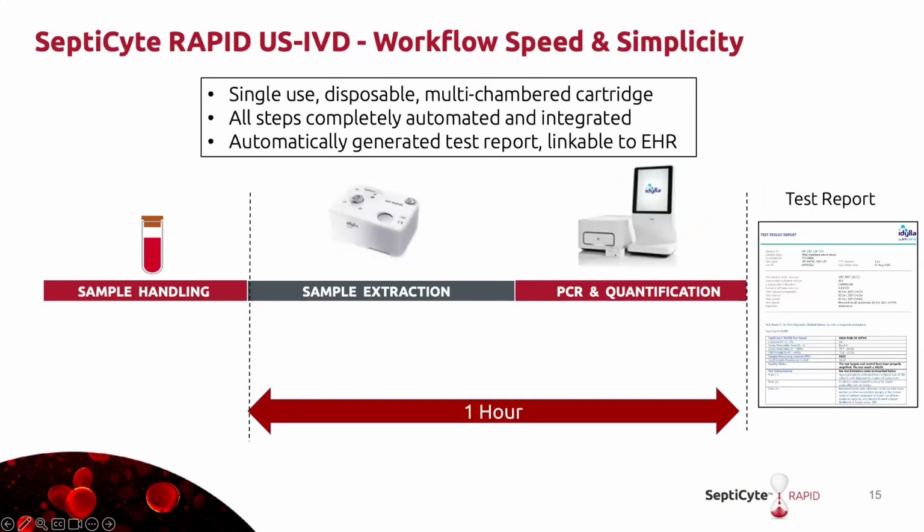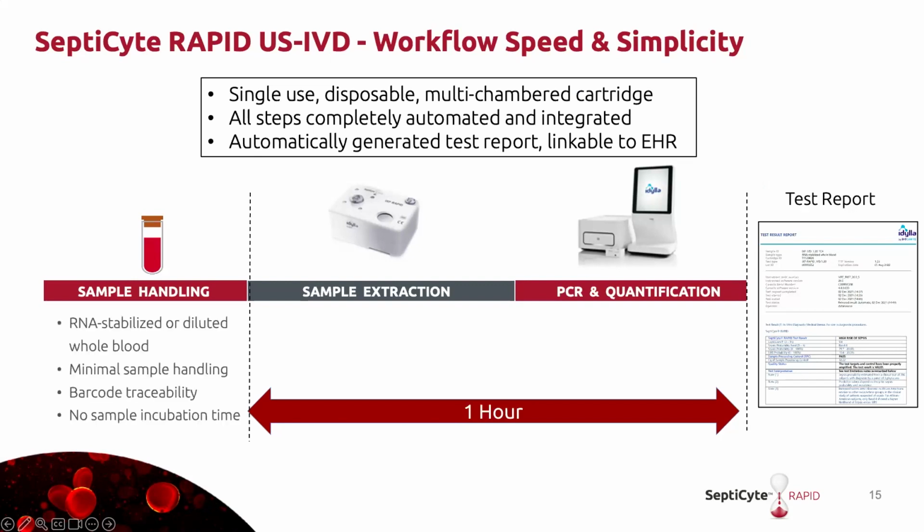Septicyte Rapid workflow, from the standpoint of how it's used. The sample is collected in either a packaging tube, next slide, sorry, and is RNA stabilized, or we recently received clearance from the FDA to use an EDTA blood sample, which makes that easy from the standpoint of no extra blood needing to be collected. Sample extraction is carried out by the cartridge-based process with total nucleic acid purification.